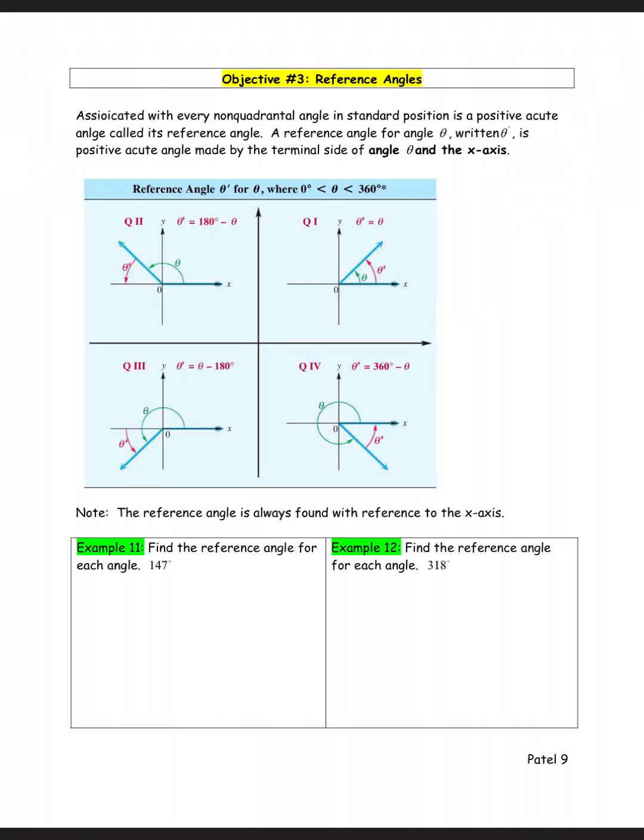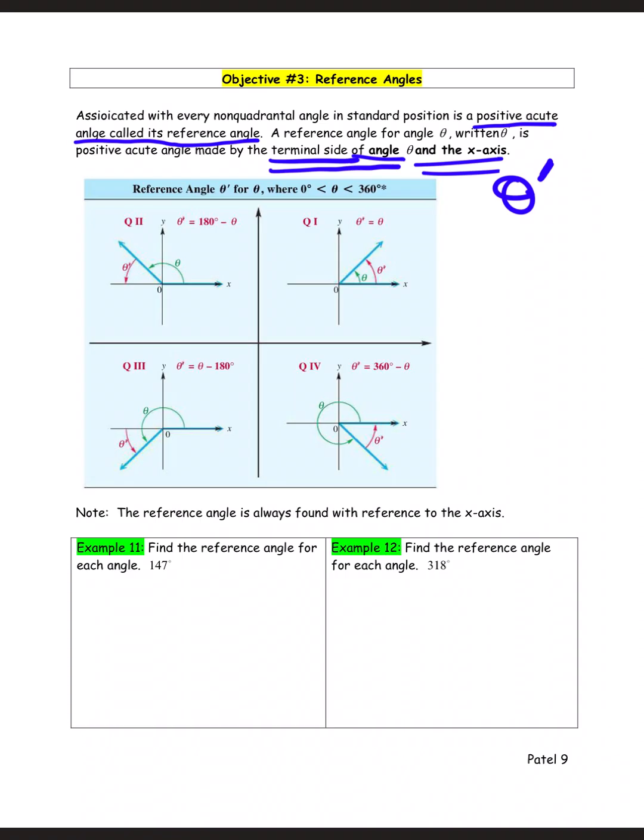Reference angles. Associated with every non-quadrantal angle in standard position is a positive acute angle. It has to be positive, and the word acute angle means that it has to be between 0 and 90 degrees. A reference angle for an angle theta, written theta with the little apostrophe, is a positive acute angle made from the terminal side, so keep in mind, the terminal side of the angle and the x-axis. So wherever the x-axis is what you use to create the reference angle.